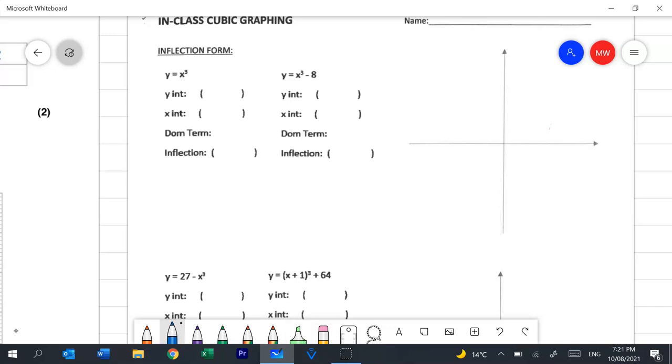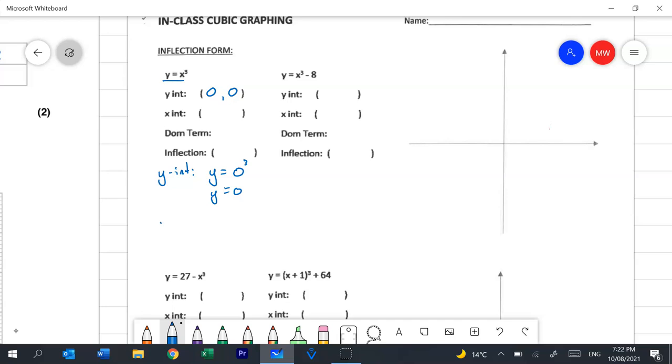Now, if we have a look at this first example here, we've got y equals x cubed, our y-intercepts and our x-intercepts. Remember, to try and find where it crosses the y-axis, we're going to make x 0. So if I'm trying to find my y-intercept, I say, what is y going to equal when x is nothing? So y is going to equal nothing. So when x is nothing, y is nothing.